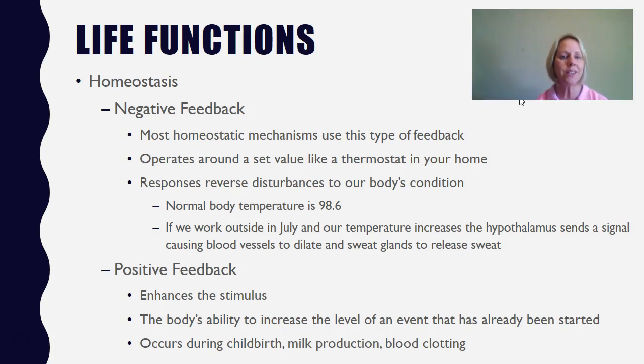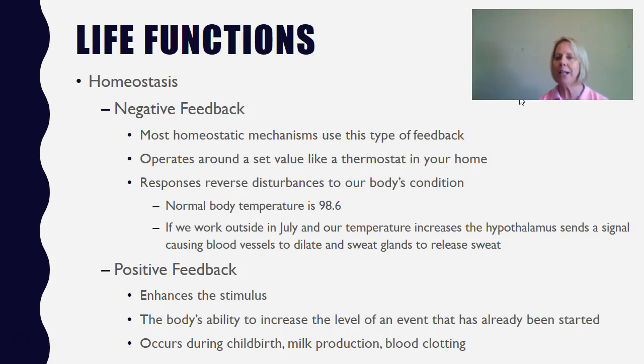Two ways we can establish homeostasis and regulate it would be through negative feedback and positive feedback. The example I just gave you is that of negative feedback. Most homeostatic mechanisms use this type of feedback. It's going to operate around a set value, or what we call a set point, and it responds to reverse the disturbance. So if the disturbance is causing your temperature to increase, then your body's going to do something to decrease the temperature, like sweating, for instance.